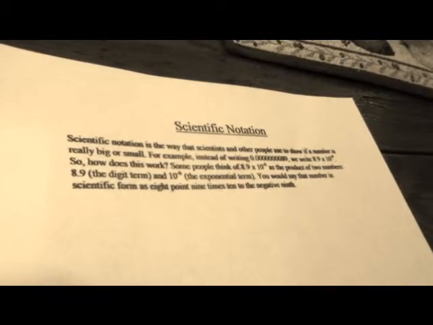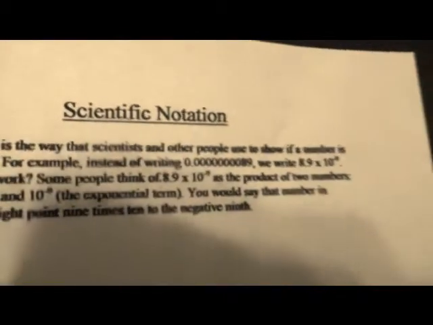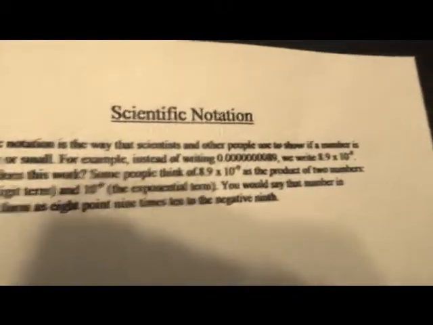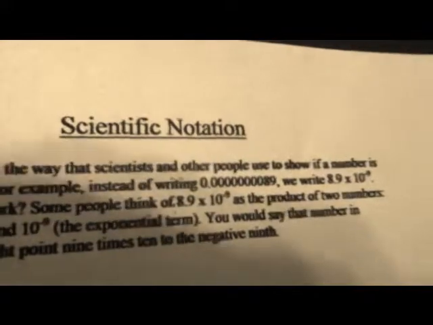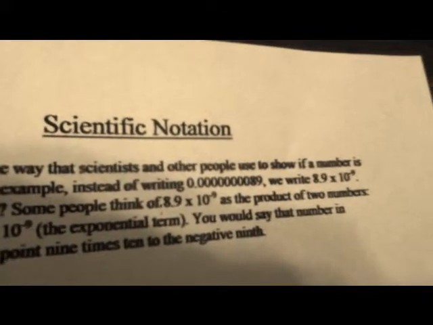Scientific notation is the way that scientists and other ordinary people show if a number is really big or small. Let's say that this number is an inconvenience to write as a long number. So we could take it and shorten it up and make it like 8.9 times 10 to the negative 9. Some people ask, how do you do that?